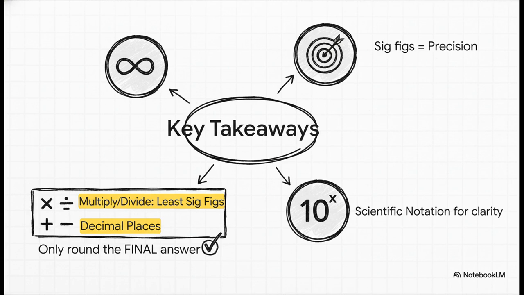Remember the 2 different calculation rules. It's least significant figures for multiplying and dividing, and least decimal places for adding and subtracting. Exact numbers, they have infinite sig figs, so they're never your problem. And most importantly, only round at the very, very end. This slide right here is your cheat sheet.